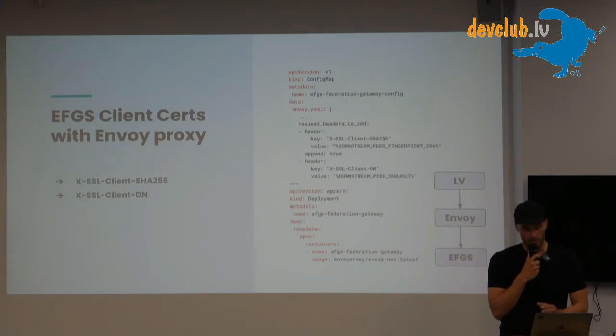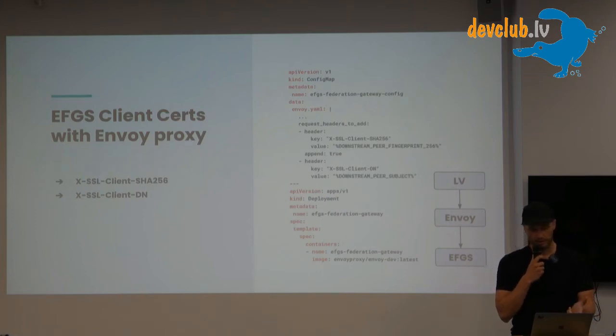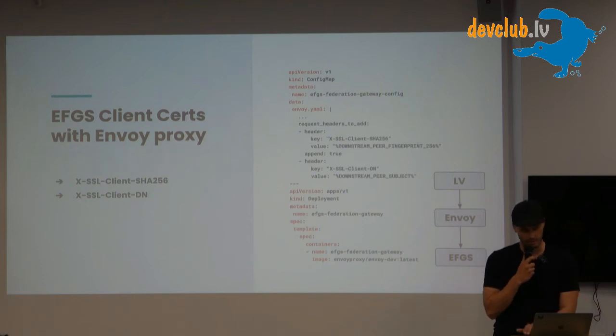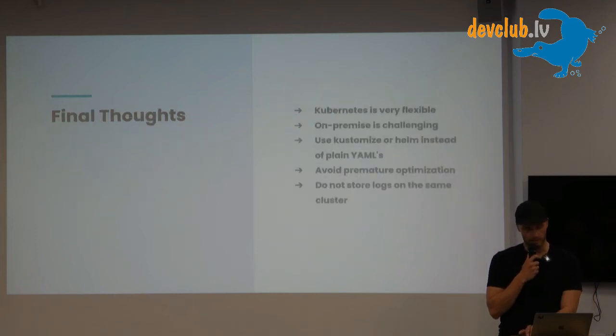So to be able to use client-side certificates for our testing and staging environment, we first tried using Nginx, but Nginx didn't have SHA-256 fingerprinting. It had only SHA-1, so we needed to find another solution, and we found that Envoy proxy supported that. It was a bit hard to configure because it's a really complex and flexible solution, but we managed to deploy the EFGS behind the Envoy proxy, and we managed to test this locally.